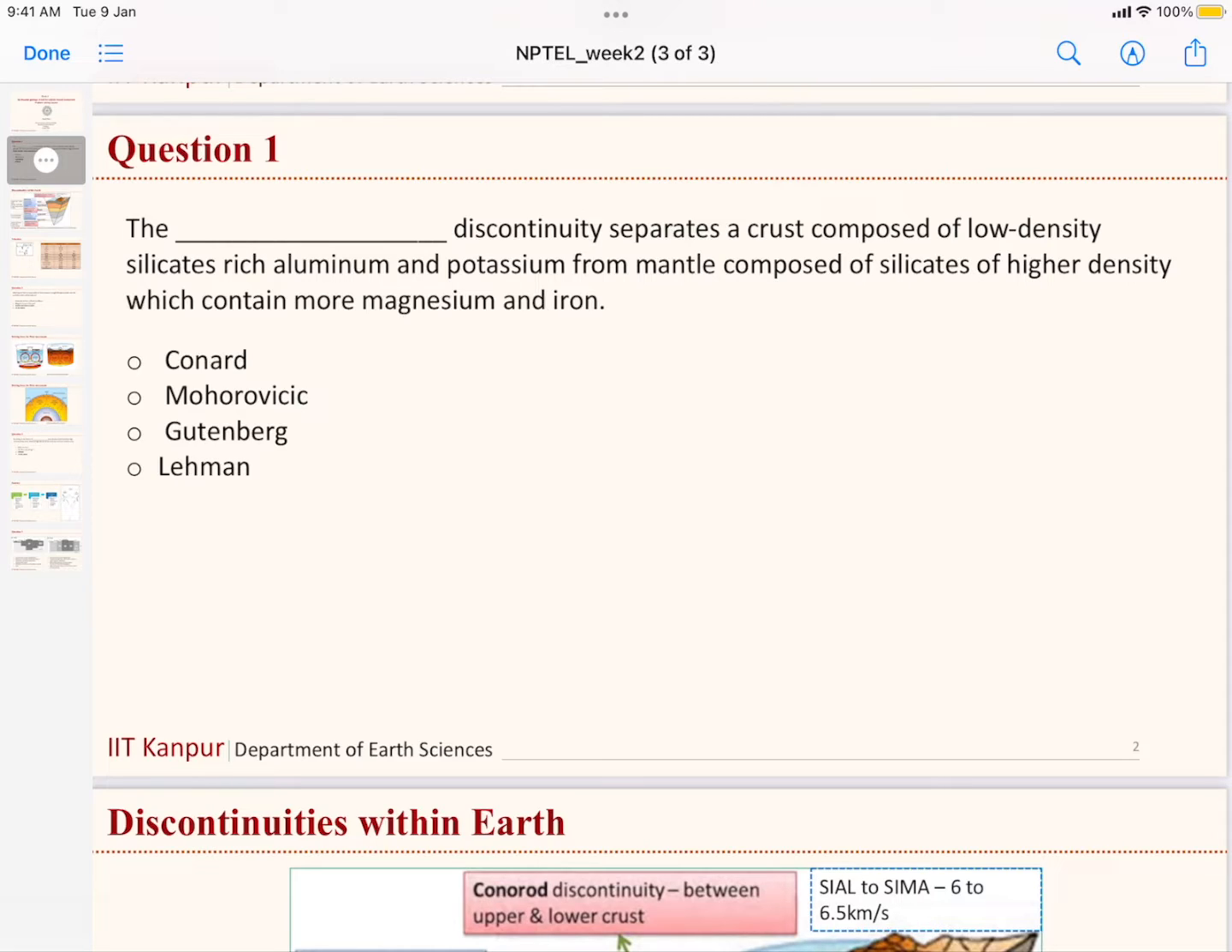We discussed that the crust is mainly composed of silicates that are rich in aluminium, and in short we call it, let me write it, SiAl. Si represents silicates and Al represents aluminium. So this is the major composition of the crust, and we also know that crust is of two types.